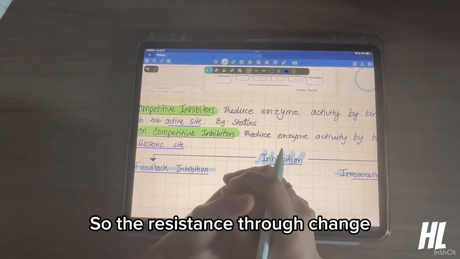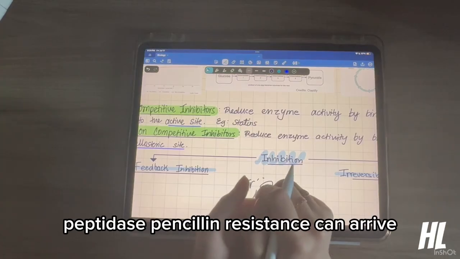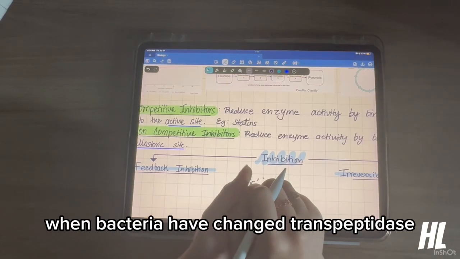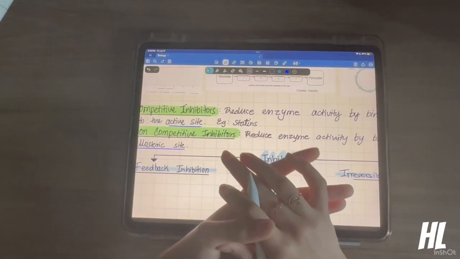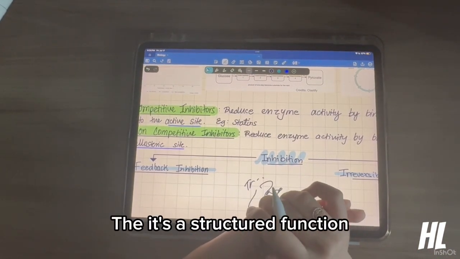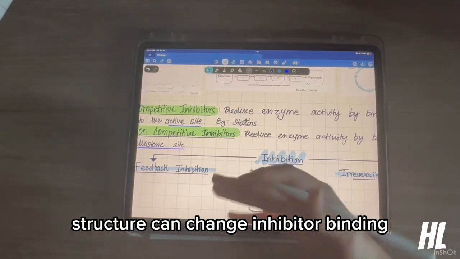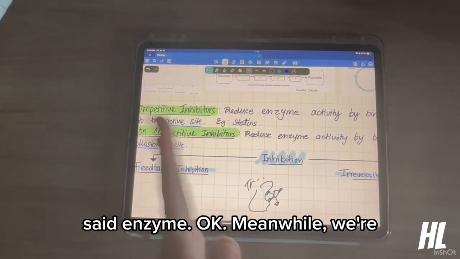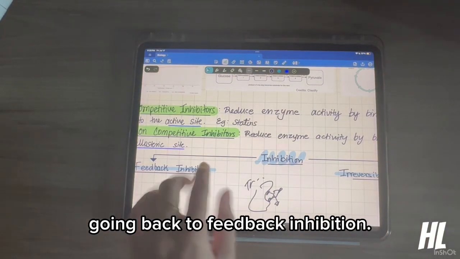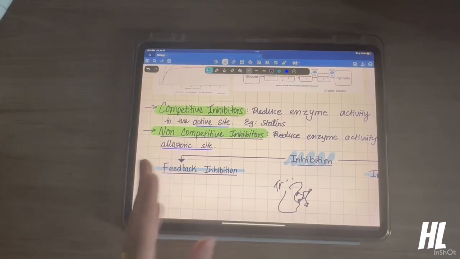So, resistance through changed transpeptidase. Penicillin resistance can arise when bacteria have changed transpeptidase with altered active sites. So it's a structure-function relationship. A small change in enzyme structure can change inhibitor binding, and that can change survival of the bacterium. Okay. Meanwhile, we're going back to feedback inhibition. There's an example for that too.